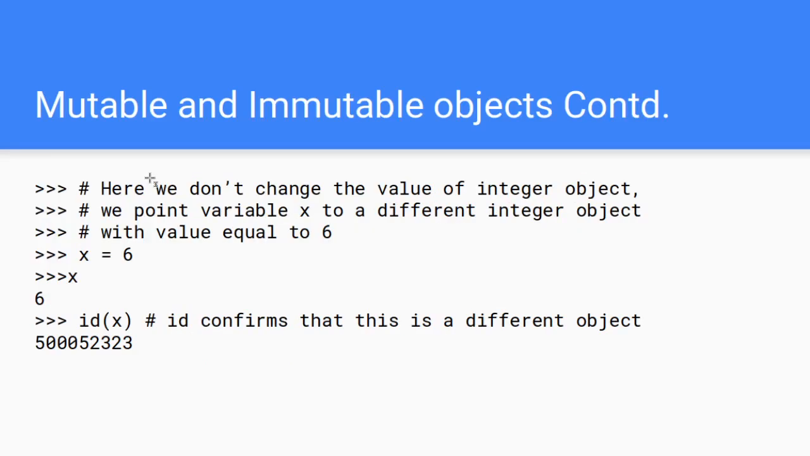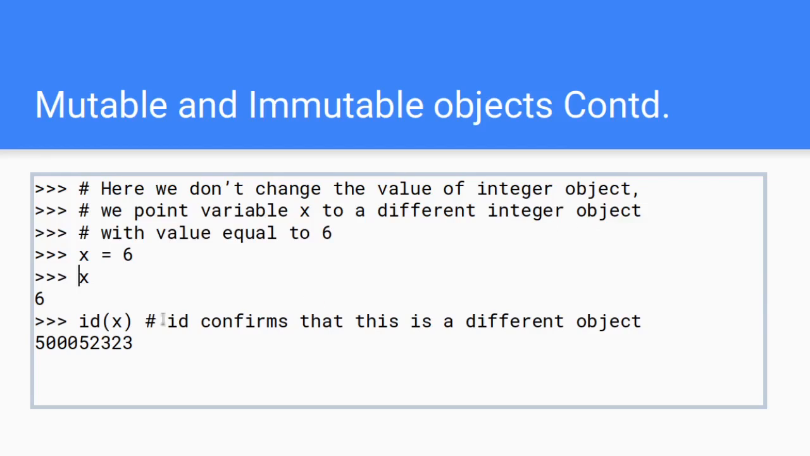And now, here we don't change the value of an integer object, we just point it to a different integer object. So now we set, before we had x equals 5, and now we have x equals 6. So those are two different objects. One object is 5, one object is 6. And now when we print off x, its value is 6, and it has a different ID. So it's a different object. So x doesn't change. x just points to two different objects.